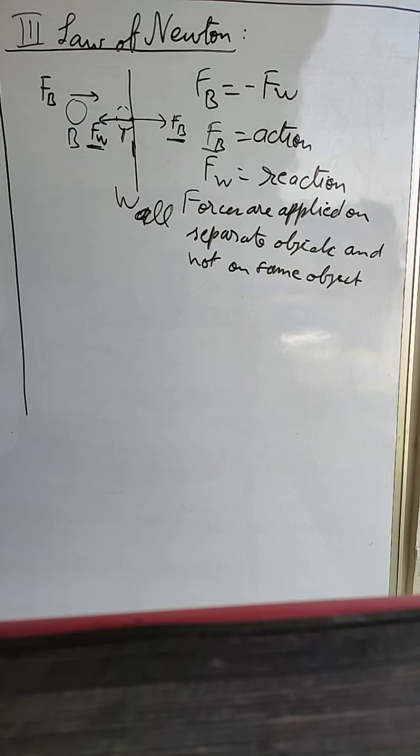The two forces, the action reaction pair, does not mean that both of the action and reaction forces are applied on the same object. It means that the action force and reaction force are applied on two separate bodies. In this particular case, the ball is applying action force on the wall while the wall is applying reaction force on the ball. So the two forces are applied on two separate objects.